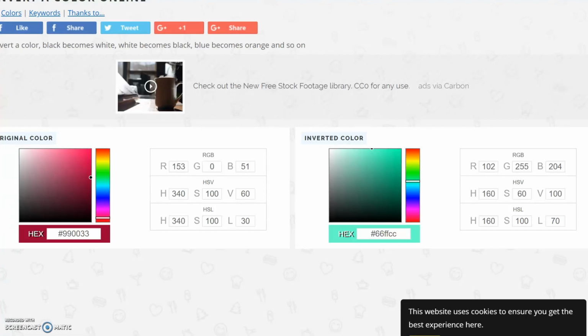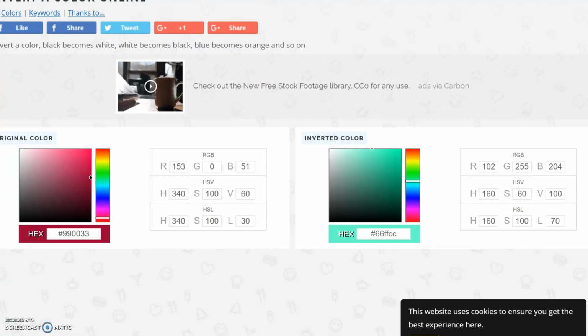Now the colour that we've chosen is 153, 0, 51. If we take 153 away from 255, there are 255 digits in base 16 if you go up 16 squared. So 255 minus 153 is 102, 255 minus 0 is 255, and 255 minus 51 is 204.